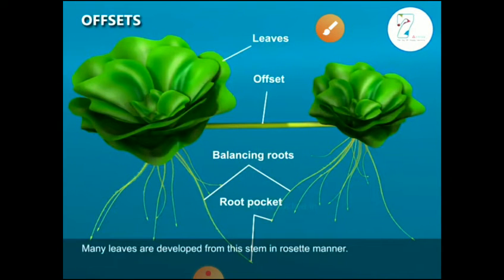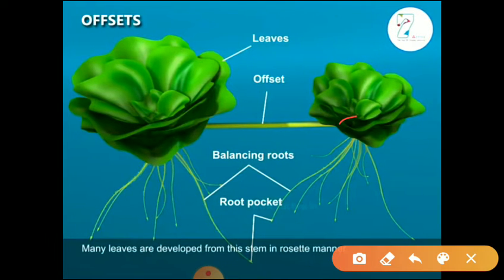Many leaves are developed from this stem in rosette manner. So, from this stem, what can arise? Many leaves can arise in which manner? Rosette manner. So, this is the rosette manner of leaves.